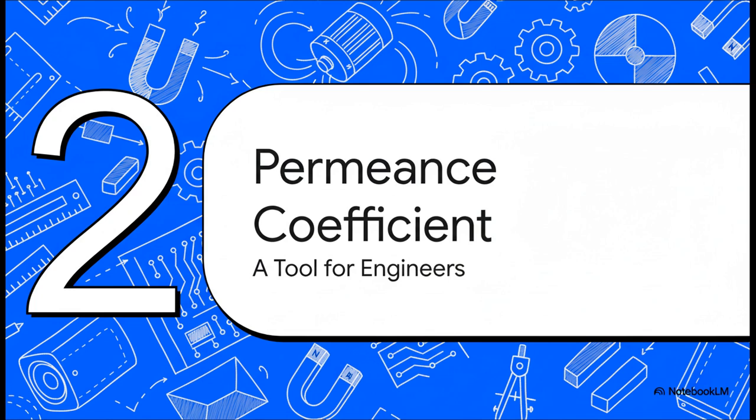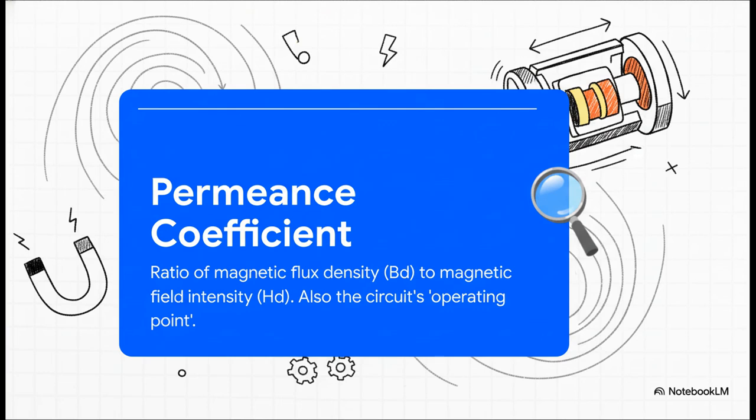Okay, so let's shift from the theory to how this is actually used in the real world. Engineers don't just calculate permeance for fun. They use a related value called the Permeance Coefficient to make really important design decisions. This coefficient is basically a ratio that tells you how a magnetic circuit is behaving in a specific situation. It gives engineers what they call the circuit's operating point, and that is absolutely crucial when you're trying to design something like, say, a permanent magnet motor.